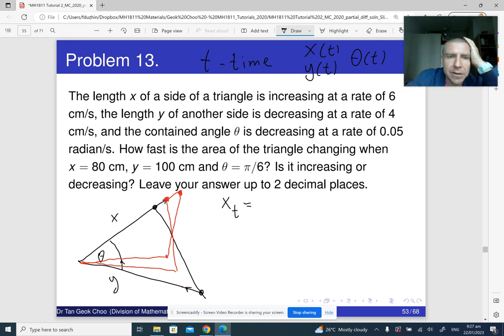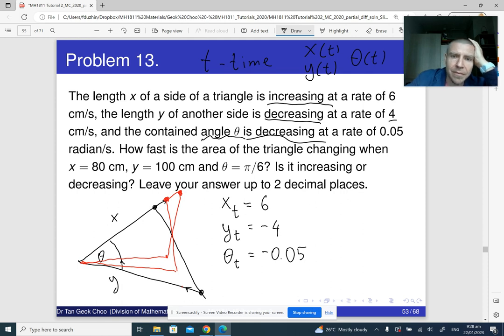So x is increasing at the rate of 6 centimeters per second, right? So it's 6. The derivative of y with respect to t is, so y is decreasing, and decreasing means that its rate of change is negative. So it's negative 4. And the contained angle is decreasing, right? So the derivative of theta with respect to t is negative 0.05.